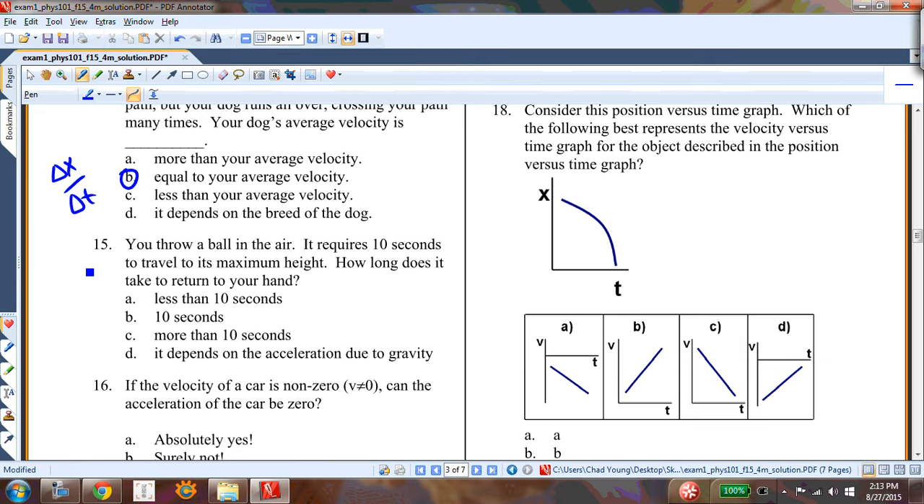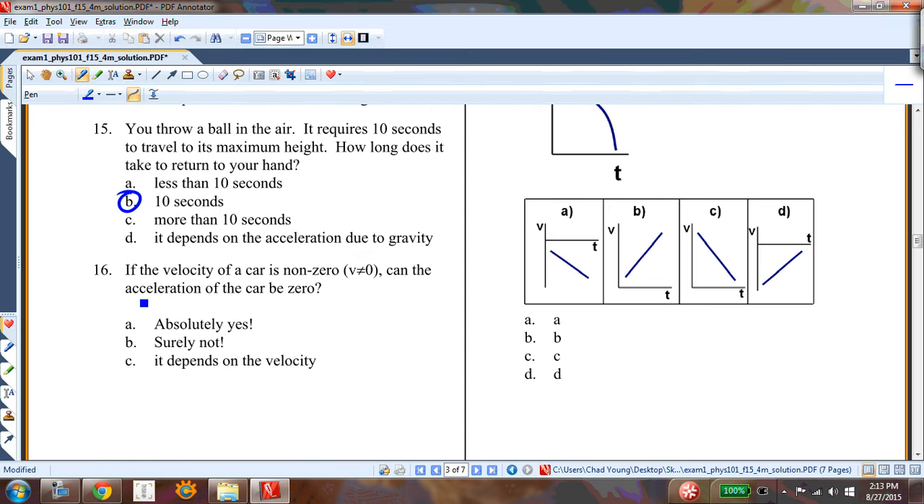You throw a ball in the air, and it requires 10 seconds to travel to its maximum height. How long does it take to return to your hand? All right, it takes the same amount of time. Remember, those things are symmetrical. If the velocity of a car is non-zero, can the acceleration of the car be 0? Absolutely, yes. If the acceleration is 0, that just means it's moving at a constant velocity.